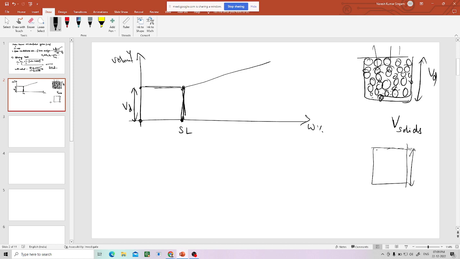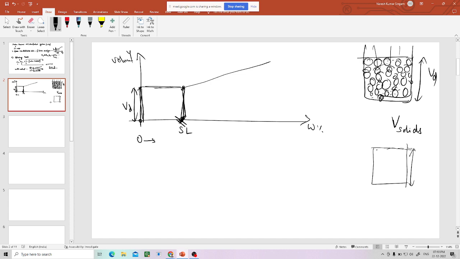Now initially it is equal to the dry sample volume, initially any sample. Then what happens when you pour the water? Water content will increase from zero, right? But the volume will not increase until it becomes fully saturated. That fully saturated condition is the shrinkage limit.